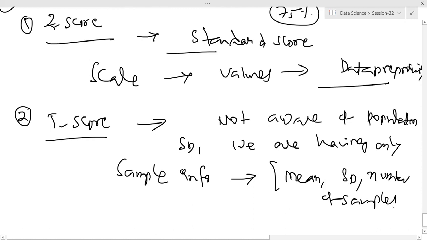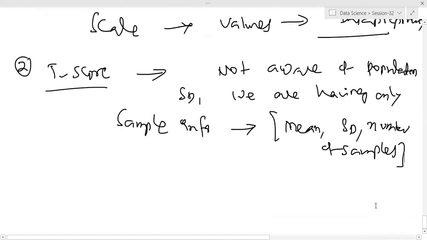Now, the understanding is very simple, friends. If your distribution is providing you the population standard deviation, better you go with the Z score. Suppose you are working in a scenario where we are not having the complete narration of the population. Can someone help me, friends? What is the difference between population and sample, again, maybe?